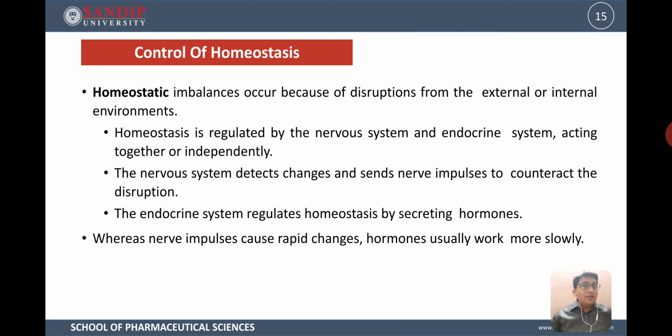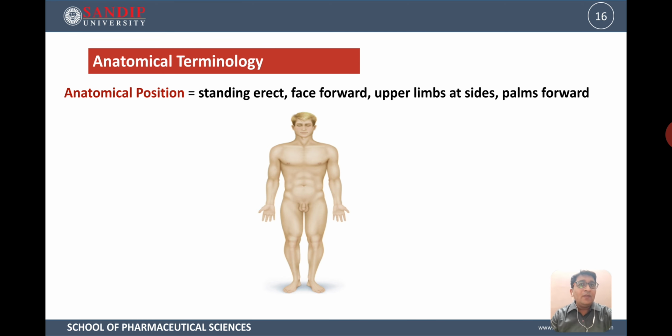Hope you understand. So the nervous system detects the changes and sends the signals as nerve impulses to counteract the disruptions, whereas the nerve impulses cause rapid changes. Hormones usually work more slowly. In this way we can finish the homeostasis.